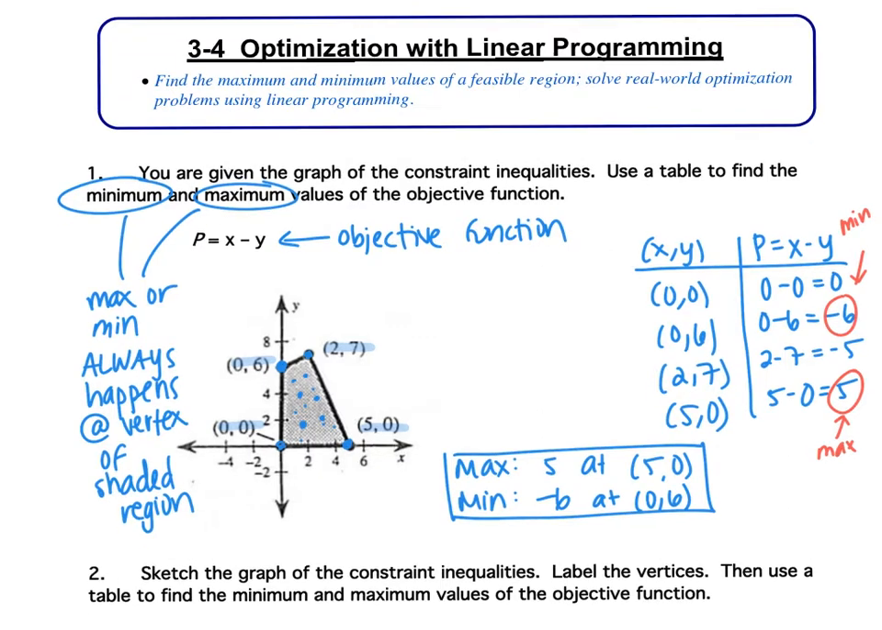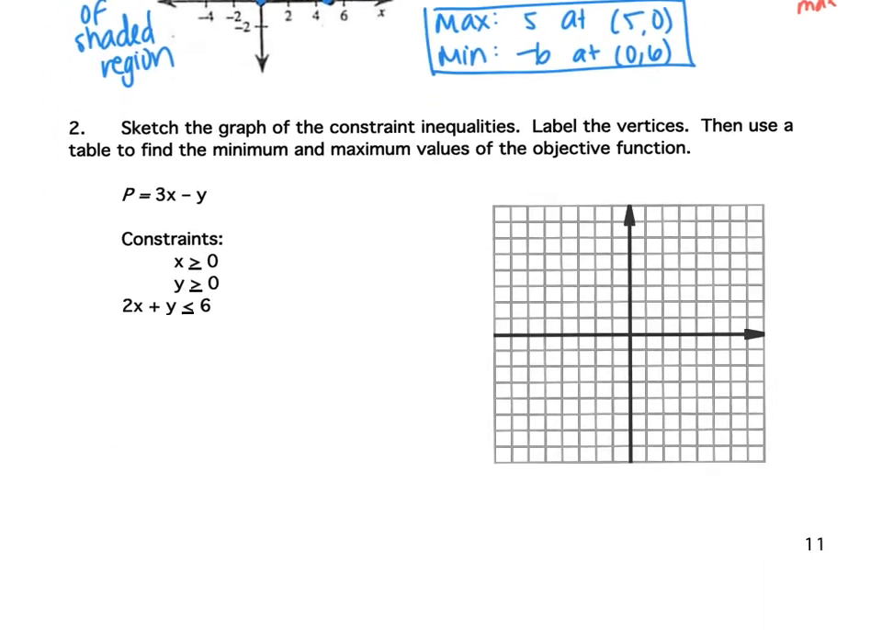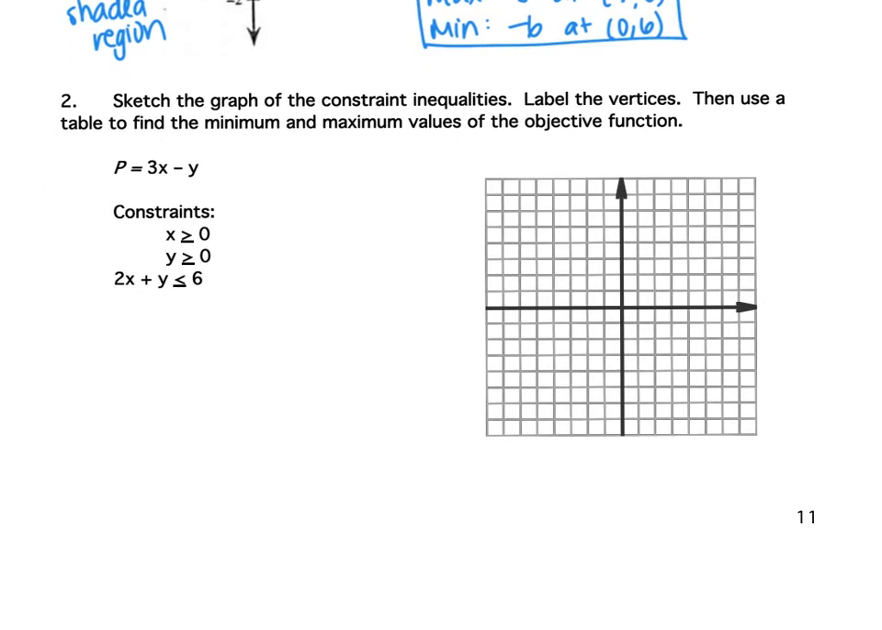Now, if we look at example 2, in example 2, we don't have the shaded region. We have to sketch that shaded region. So example 2 says, sketch the graph of the constraint inequalities, label the vertices, then use a table to find the max and min. So again, we're going to take a look at the information that we are given. This top equation is again called the objective function. You can always tell which one is the objective function because it has an equal sign, whereas all the constraints are going to be inequalities.